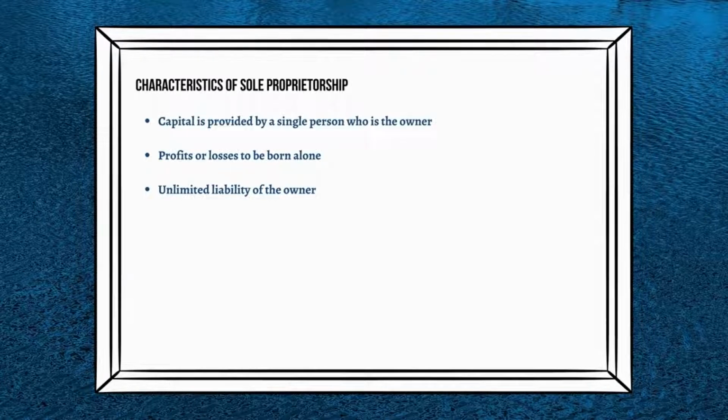Liabilities means the money due to be paid by the business to someone else. It can be the creditors or bank loan. Okay, now let's go to the next one.